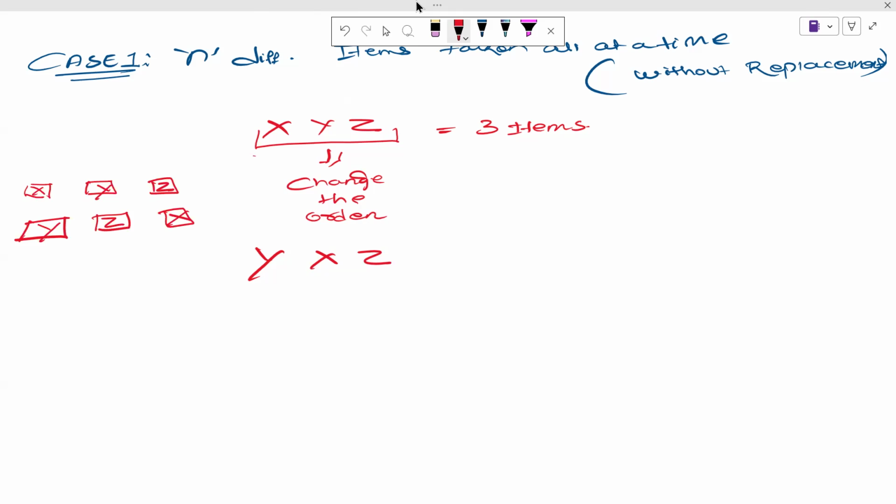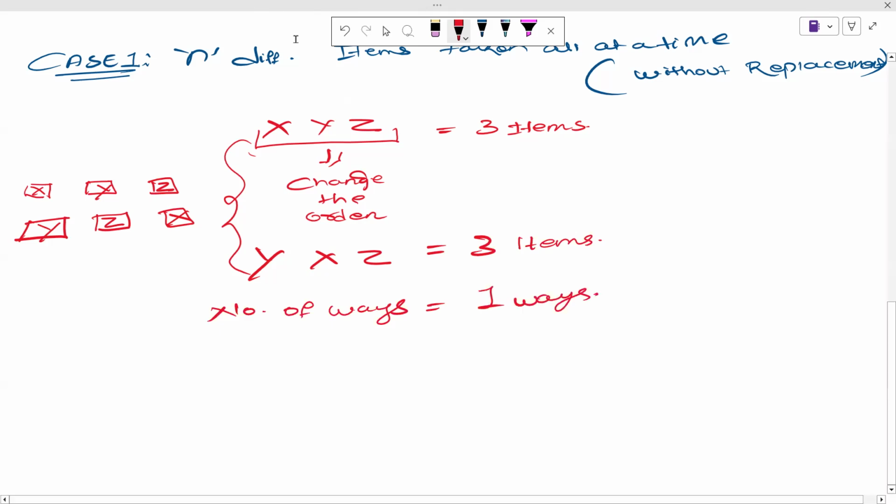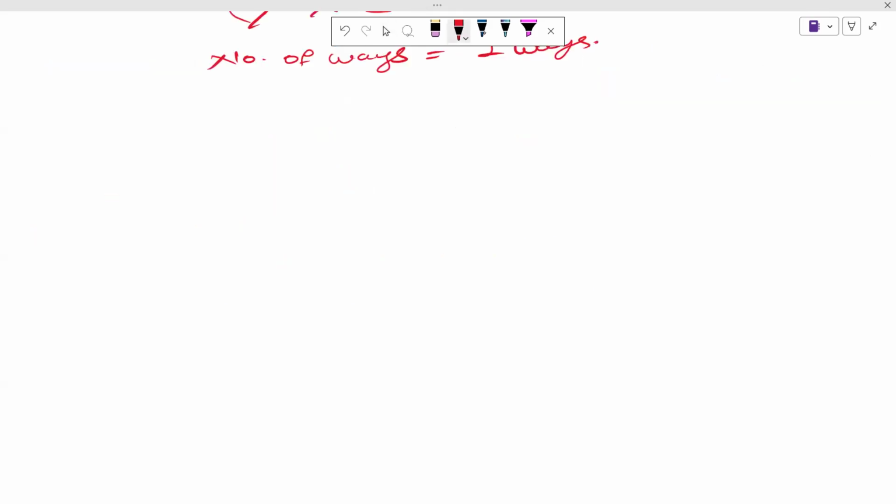So now the question is: will this change of order have an impact? No, because whatever places change, there are only three items. In the selection part, we are just selecting how many items there are. If the question is what is the number of ways, how many ways are there? Only a single way. Right?